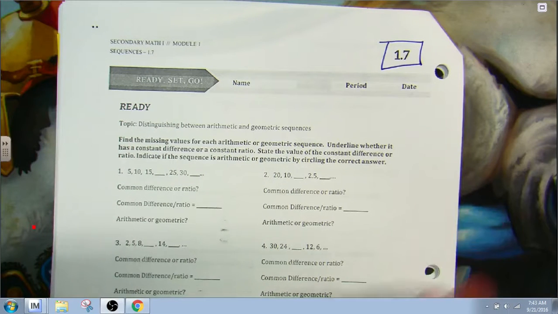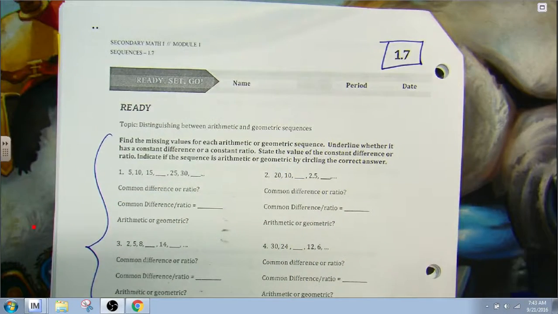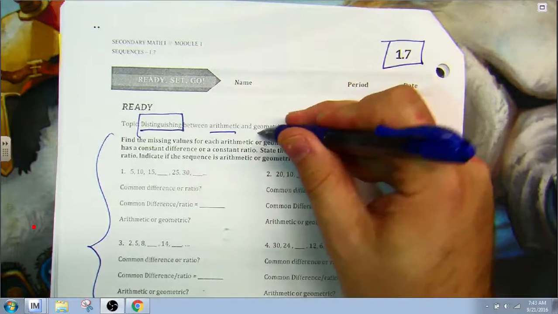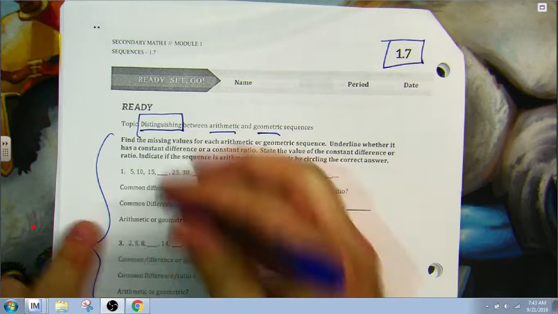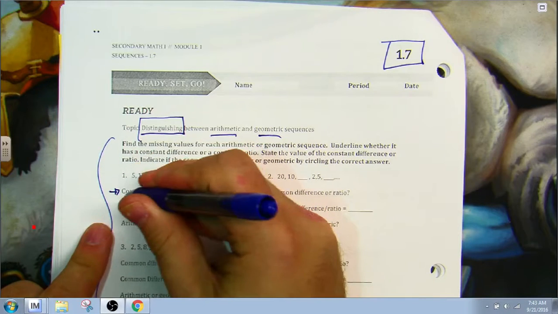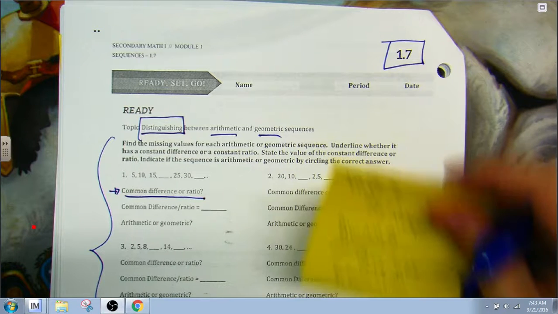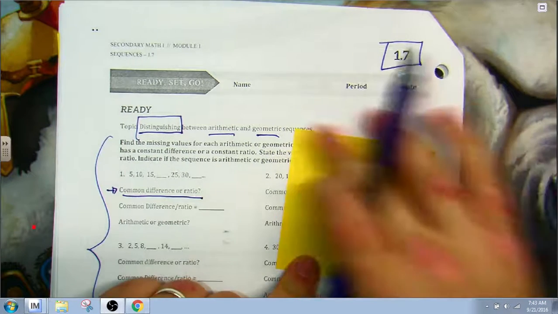So we're going to start with this very first section, this ready section. And what I want you to begin to see is that it wants you to distinguish between the arithmetic and geometric sequences. So what you're going to have to be able to do is identify whether it has a common difference or a common ratio, because at the heart of everything, that's going to be the major difference between our arithmetic and geometric. So let me break that down real fast on a sticky note.